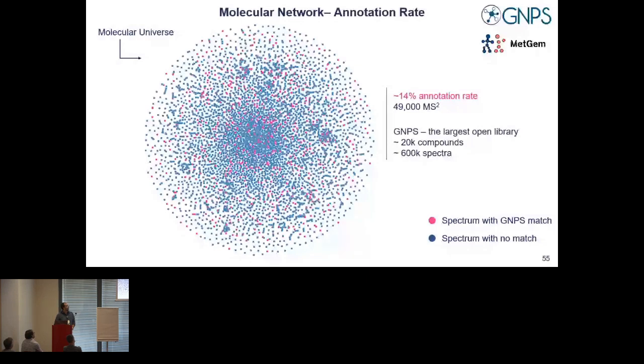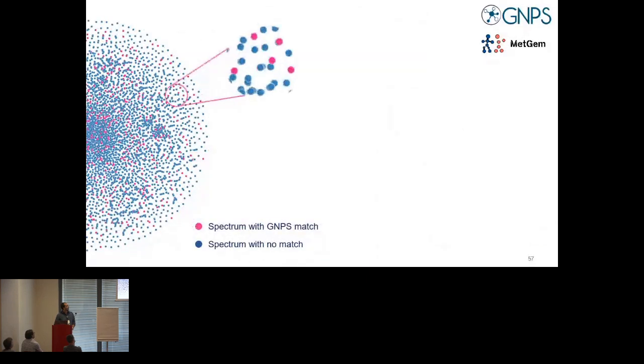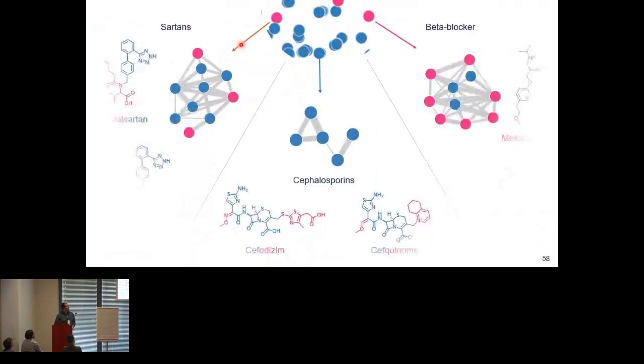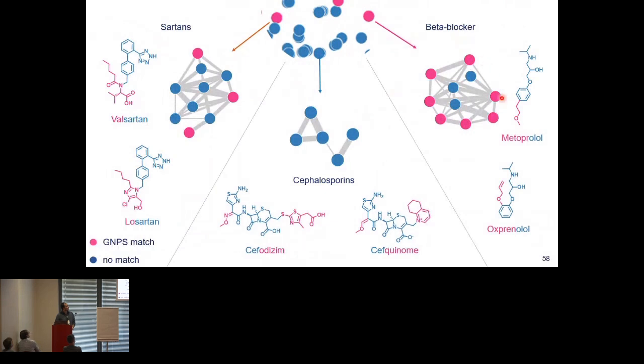Okay? If you take a look in more detail at some parts of this molecular network, for example, here we have the beta blockers, which are fairly well covered in the GNPS library. Here we have sartans, which are less well covered, and here we have cephalosporins, where we couldn't find a single match.